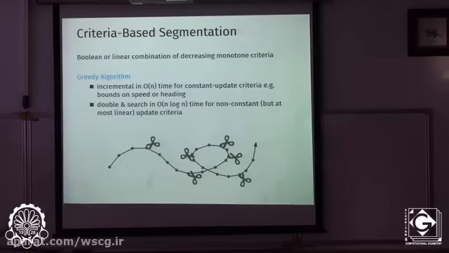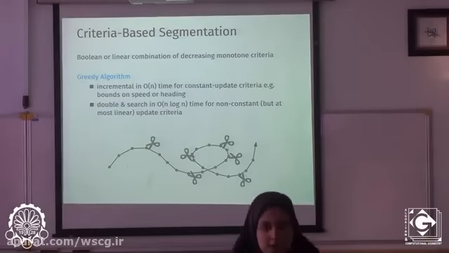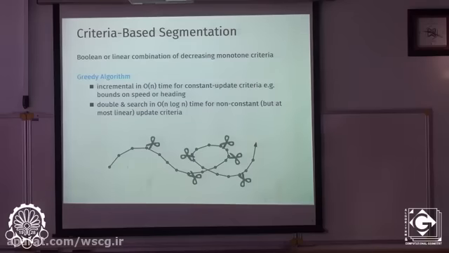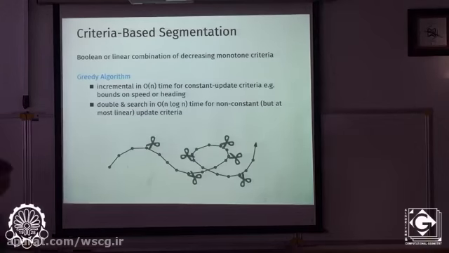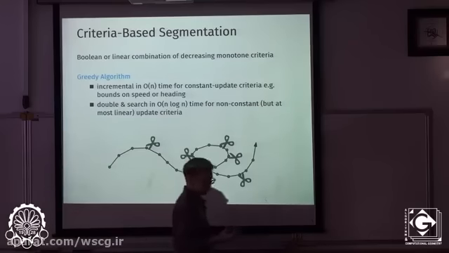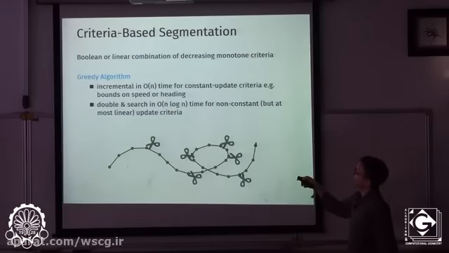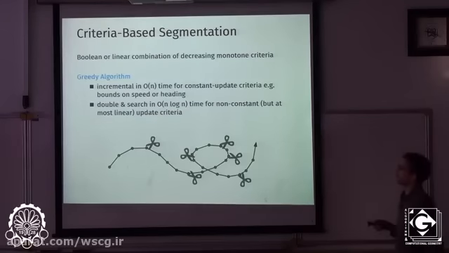So to summarize this part on decreasing monotone criteria: we looked at Boolean or linear combinations of decreasing monotone criteria, and if an incremental strategy of testing the criterion works, then very often we get linear time algorithms. If not, we typically get algorithms that run in order n log n time, assuming that we can still check whether a criterion is valid in linear time.